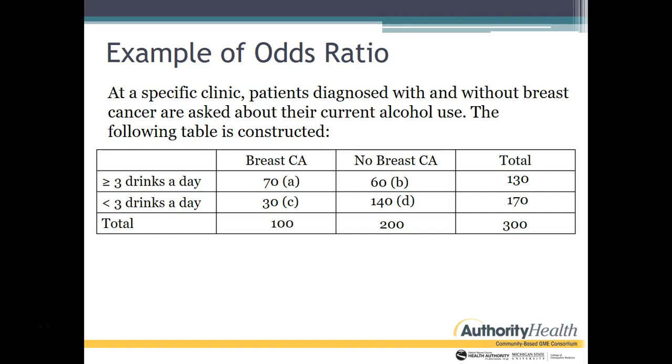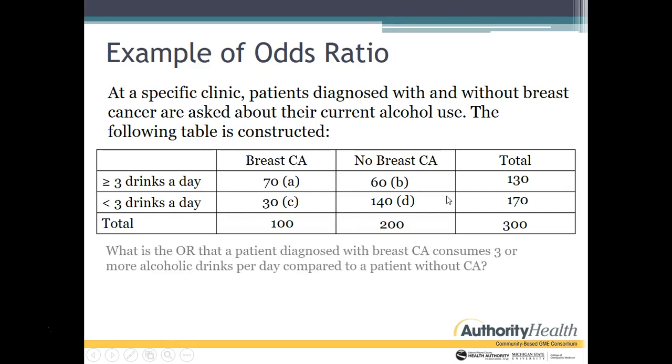So here's an example of an odds ratio problem. At a specific clinic, patients diagnosed with and without breast cancer are asked about their current alcohol use. The following table is constructed. So from this table we see we have 100 cases and 200 controls. And then we have it broken down from greater than or equal to 3 drinks a day or less than 3 drinks a day. And you guys can see the numbers. What is the odds ratio that a patient diagnosed with breast cancer consumes 3 or more alcoholic drinks per day compared to a patient without cancer?